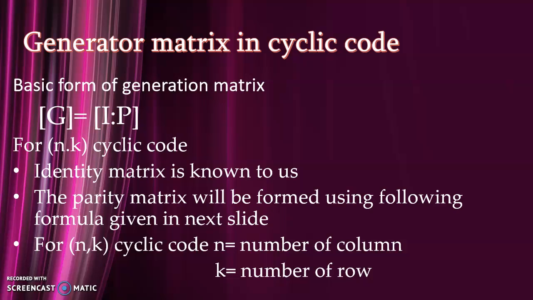Now this is the basic form of the generator matrix that we know from linear block code. If we talk about an (n,k) cyclic code, then there are n number of columns and k number of rows. Now, if we construct this generator matrix from cyclic code, we have to find out identity and parity matrix. First, identity matrix is known to us very well, but we have to find out parity matrix. For that, we have to use the following formulas.